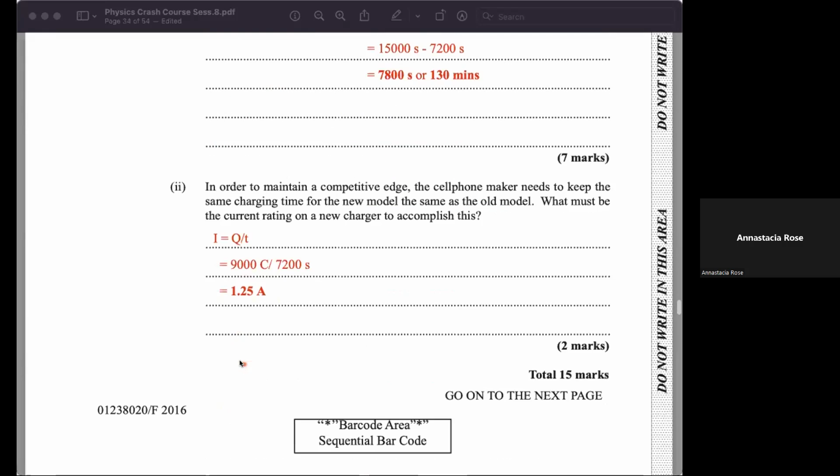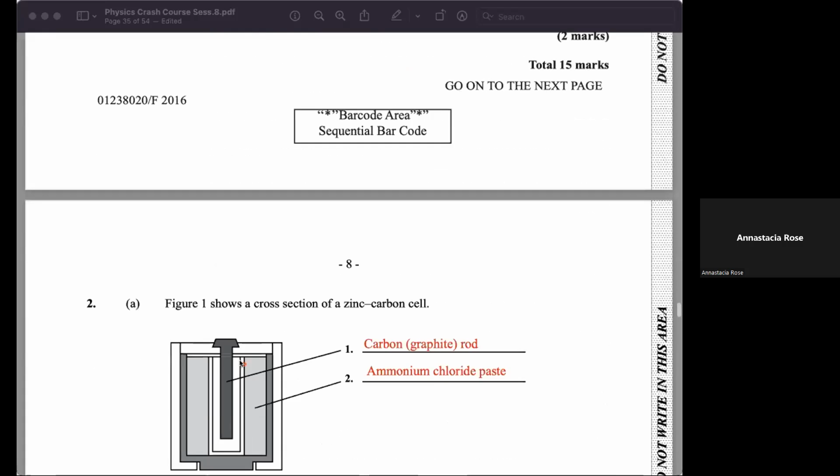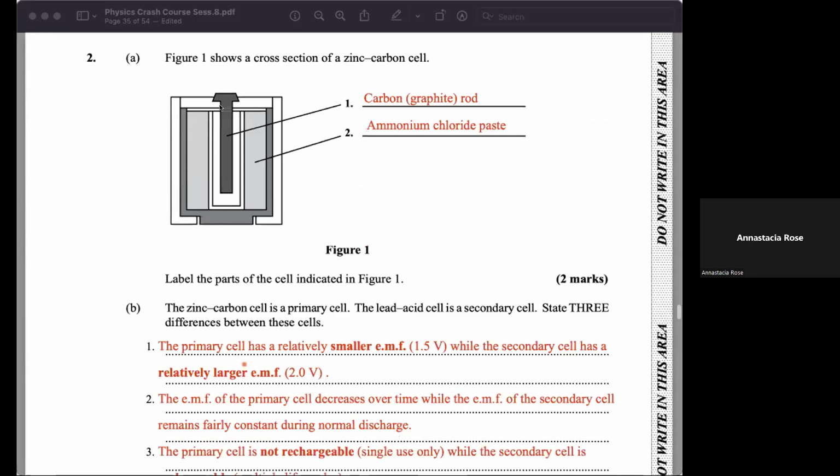Okay, so now we have a question on cells. So we have one here, and you have two sections that you would be required to label. So here in the center core, basically we have the carbon or the graphite rod, and here we would have the ammonium chloride paste.